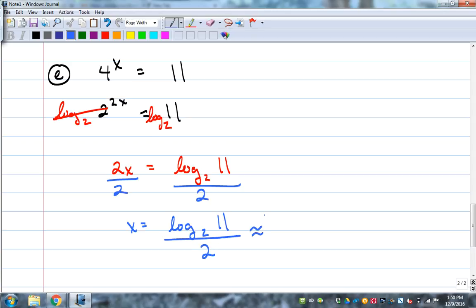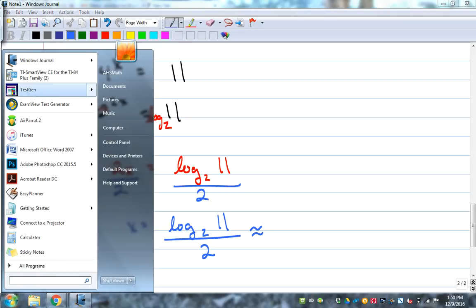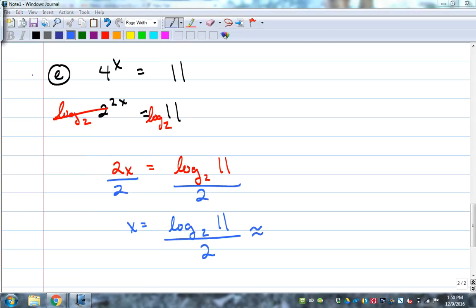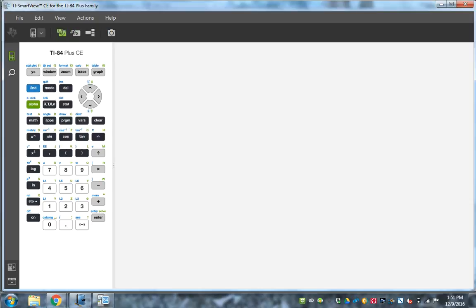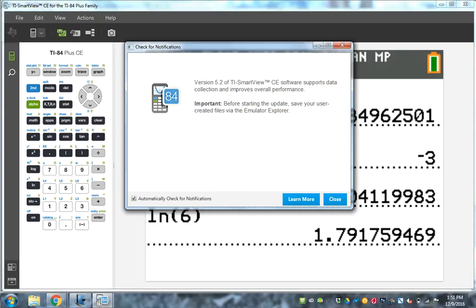This is the exact answer. Let's get a decimal approximation for that, to 3 decimal places. So with your calculator, how do you put in the base? I'm going to show you as soon as my calculator opens. I forgot to have it open. I'm sorry, Mr. Unprepared I am.